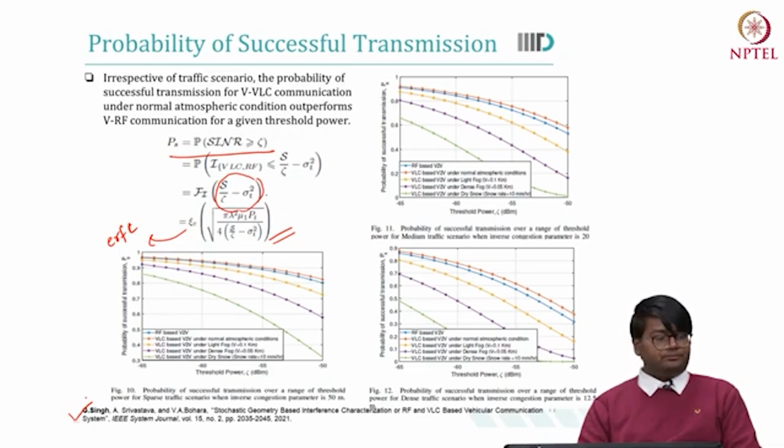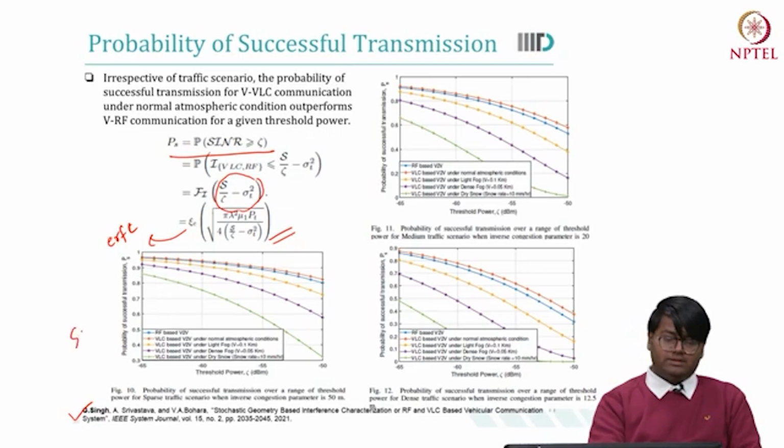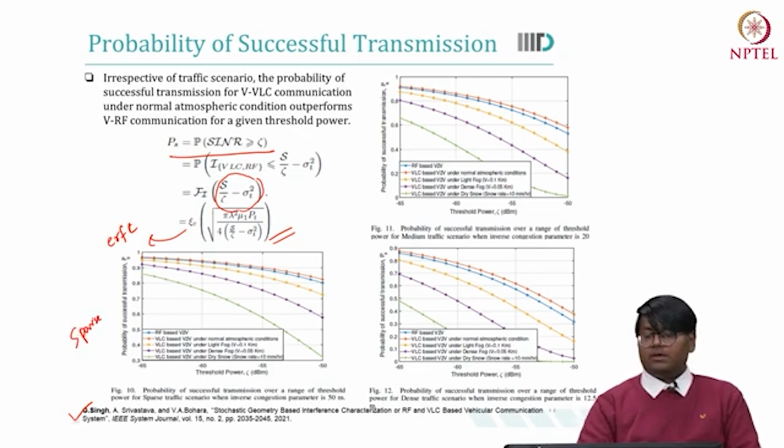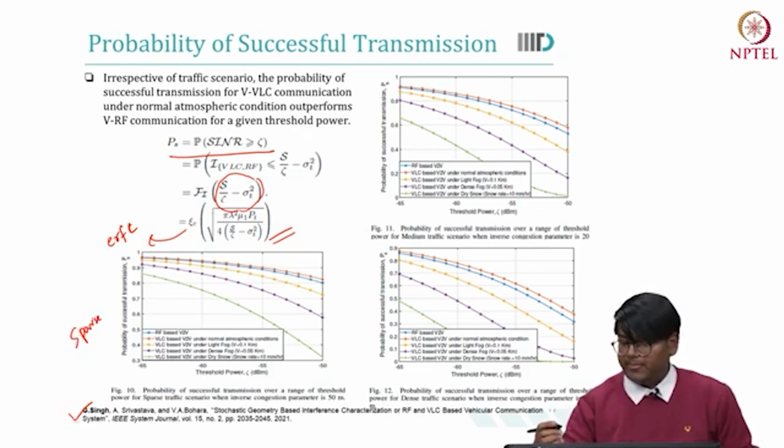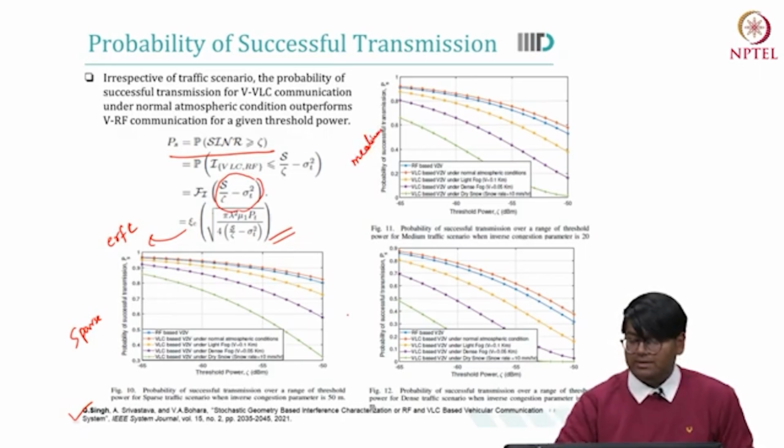Now, interestingly, figures 10 to 12 show the probability of successful transmission variation over a range of threshold power for VRF and vehicular VLC under various environmental deterrents for three different traffic scenarios. We have considered a sparse traffic scenario, a medium traffic scenario, and a dense traffic scenario.